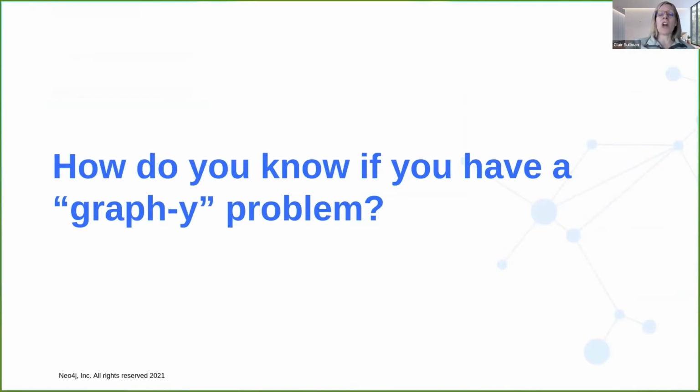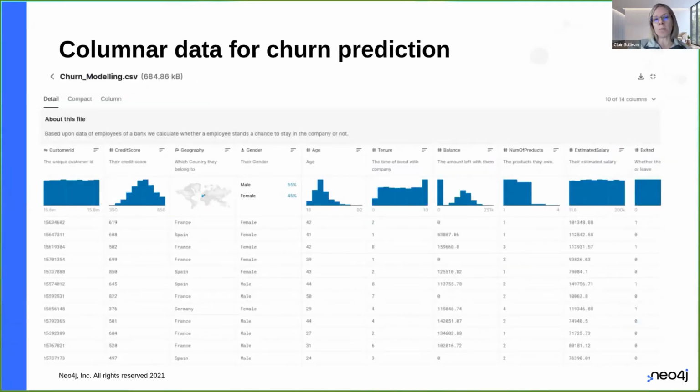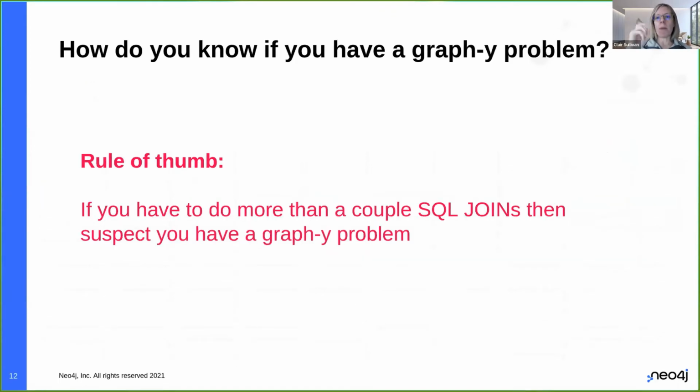But how do you really know if you have a problem that might fit into this paradigm? How do you know if you have a graphy problem? A lot of people will say, I've got all of my data in SQL, what's the problem here? I'm going to go back to this churn prediction model. You have columnar data, you've got RDBMS formats for your data. That's all well and good, but how do you know if you really have a graphy problem? Here's a rule of thumb that I like to use: if you have to do more than a couple joins in SQL, then you should suspect you have a graphy problem.